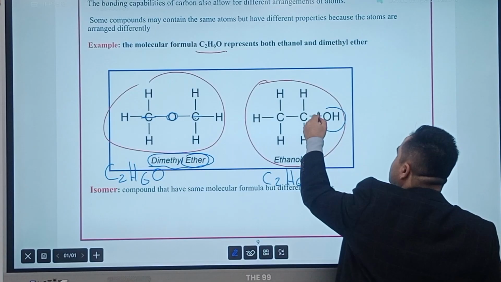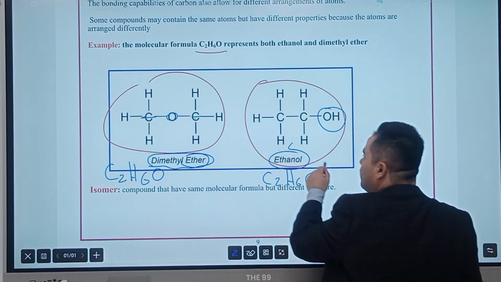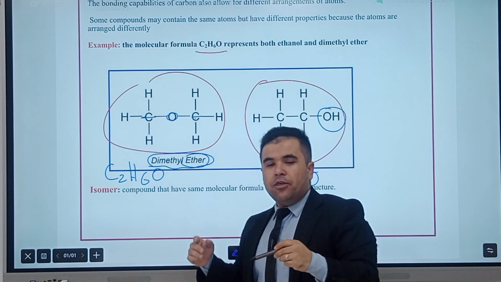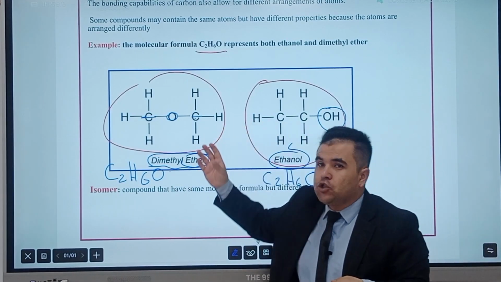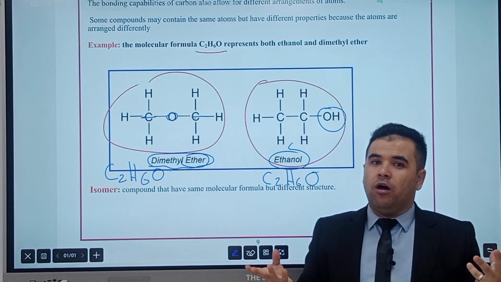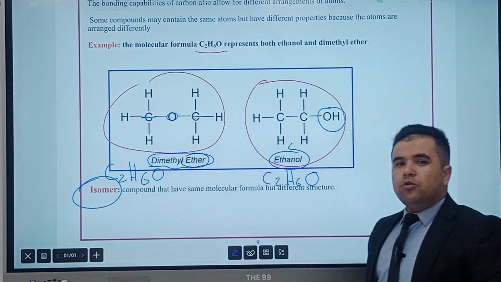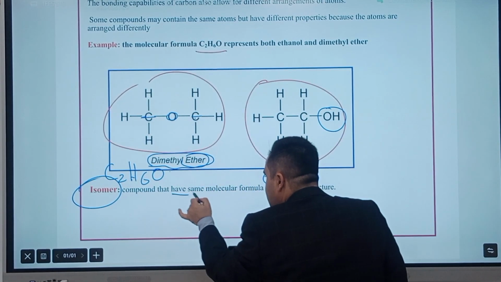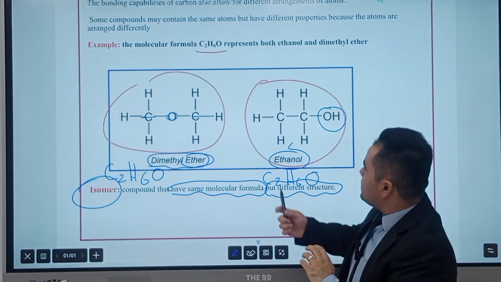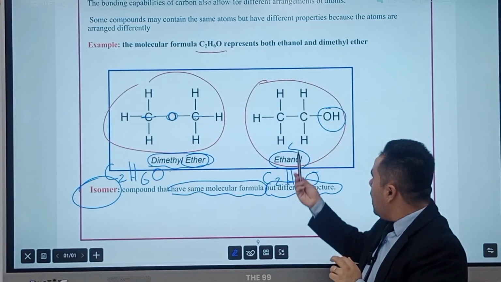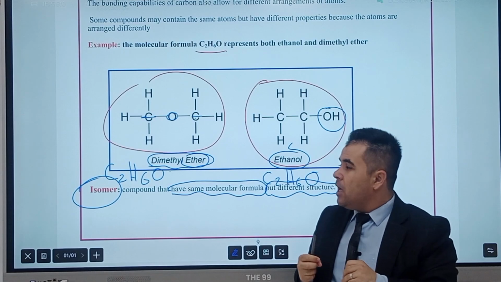But as we have the hydroxyl group in the structure, OH, it becomes alcohol, it becomes ethanol. Ethanol and dimethyl ether have the same molecular formula, but different structure, different naming and different properties as well. This in chemistry we call the isomer. Isomer is what? Having the same molecular formula but different structure, as we have represented, different arrangement, different naming and different properties as well.